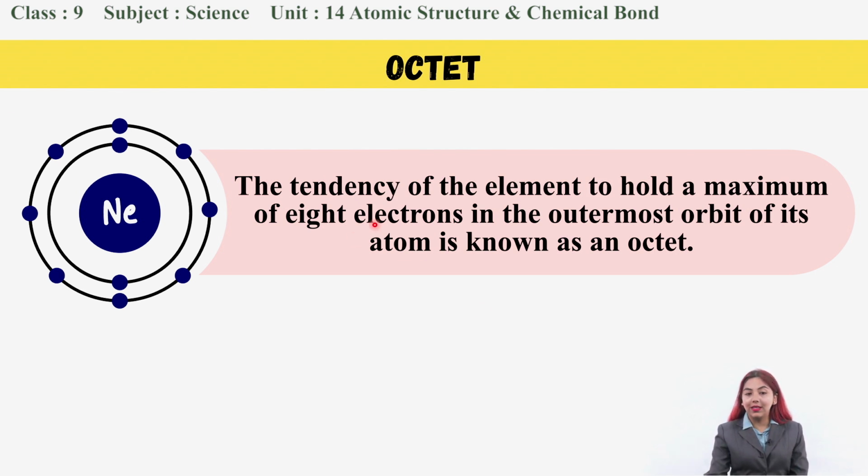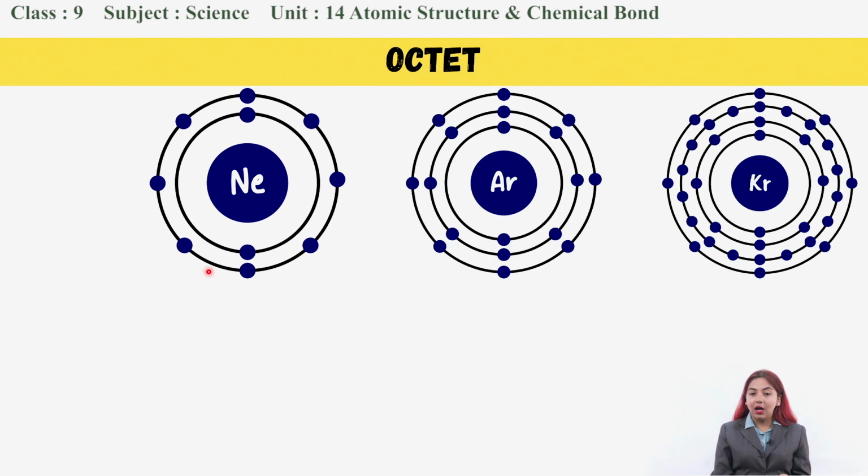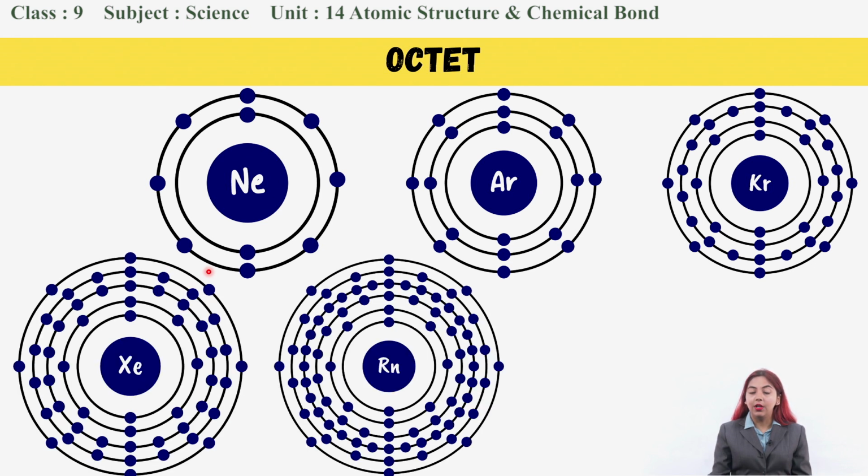Similarly, octet. Octet is the tendency of an atom to hold a maximum of 8 electrons in its outermost orbit. Here you can see the example of neon. You can see that the outermost orbit of neon possesses 8 electrons. So neon is in octet state. It is a stable state and it does not readily take part in chemical reactions. Not only neon, other elements such as argon, krypton, xenon and radon all possess 8 electrons in their outermost orbit. Hence they do not take part in chemical reactions. That's why these elements are also known as noble gases.